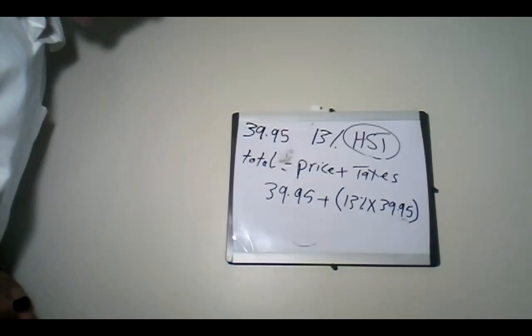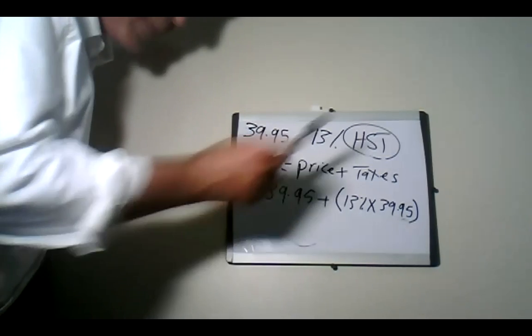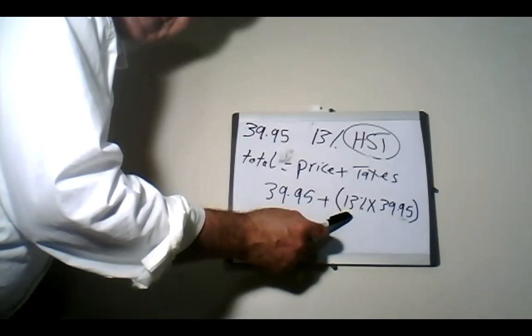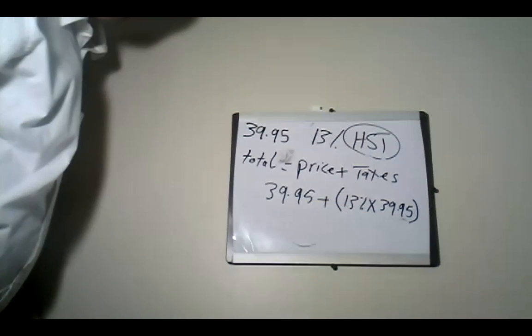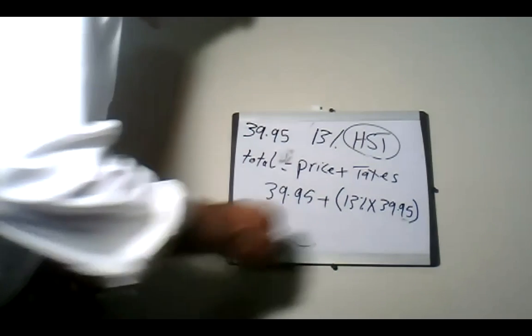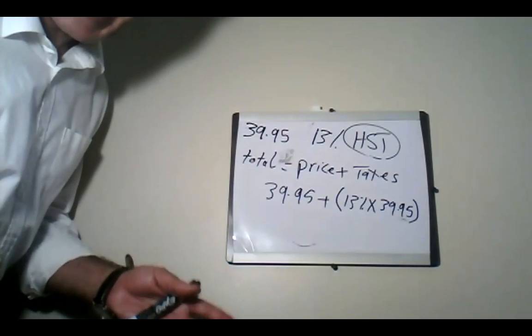Look at this. The price plus the 13% of the price, 13% of the $39.95. Okay, so this is the total price. When you finish this operation, how will you do it?